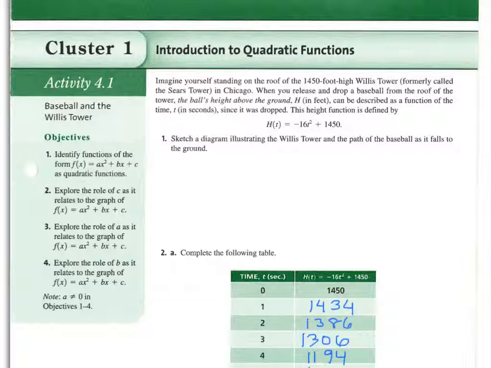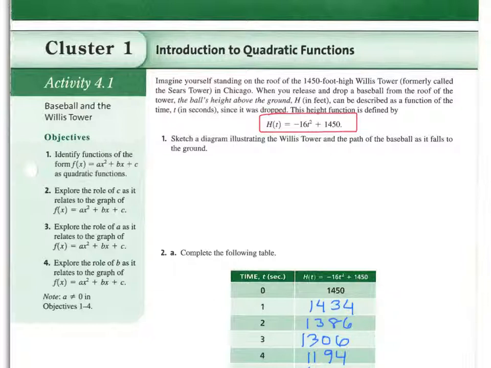So we're starting off with a situation where you just release a ball. You're not throwing it up, you're just dropping it from the roof of a tower. And they're giving us the function right here that represents the height for time. So if I want to figure out how high it is after 1 second, I plug in t equals 1, 2 seconds, t equals 2. And you notice you have a negative 16 in front. That shows that the ball is dropping.